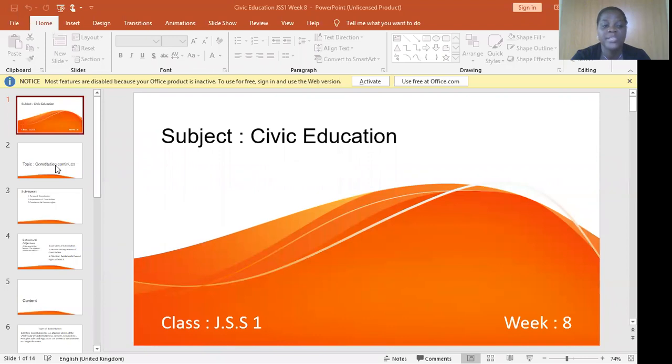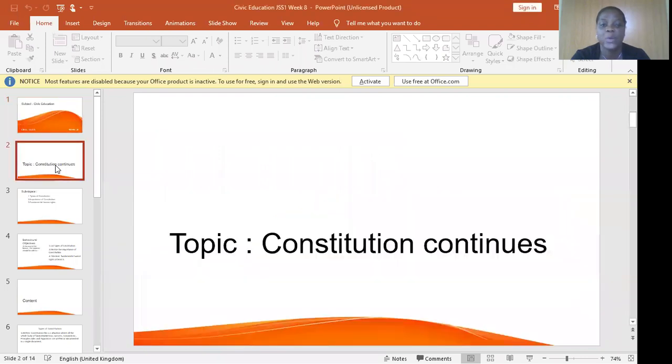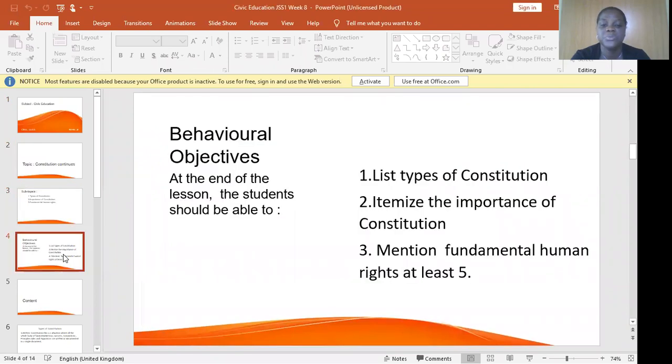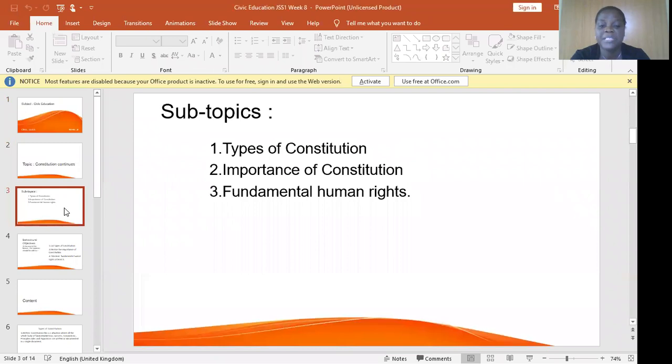Today, we'll continue with the topic Constitution. At the end of the lesson, the students should be able to list the types of constitution, itemize the importance of constitution, and mention fundamental human rights, at least five. The subtopics we're going to treat include types of constitution, importance of constitution, and fundamental human rights.